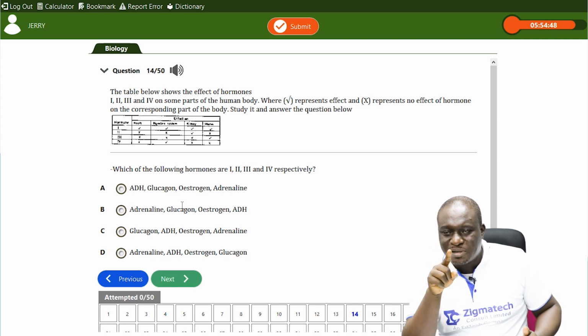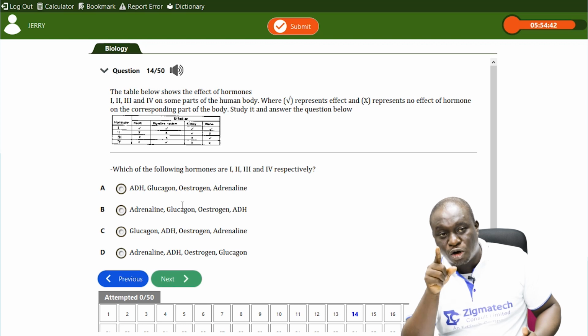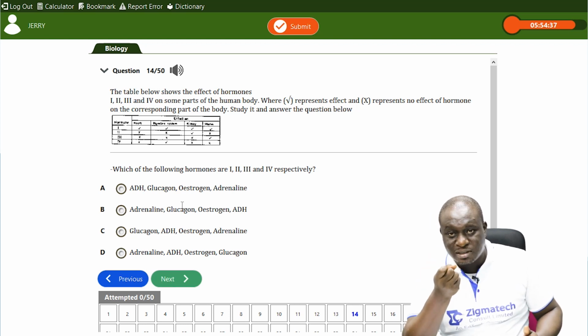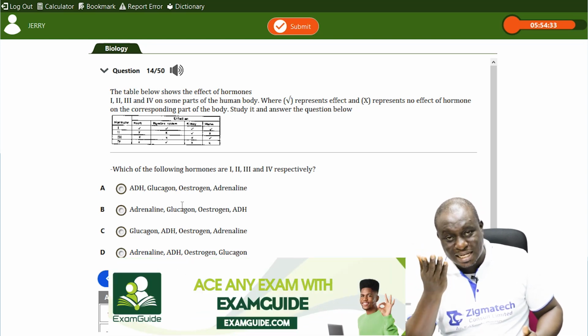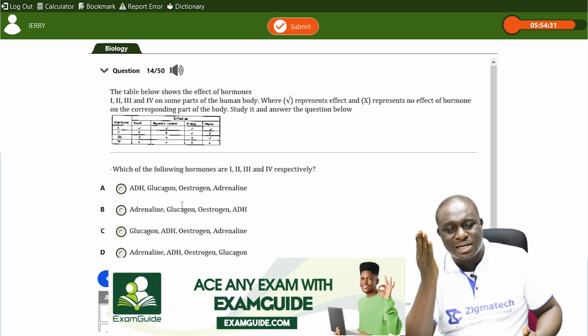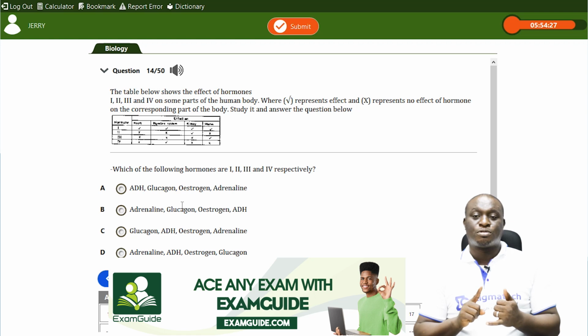In the digestive system, there is an effect. In the kidney, no effect. In the uterus, no effect. Well, we can take that for the glucagon because glucose comes from the digestive system. Is it true? Yes. The end product of carbohydrate is actually what? Glucose. So it has an effect relating to what? The digestive system. So the correct answer to this particular question is option D.